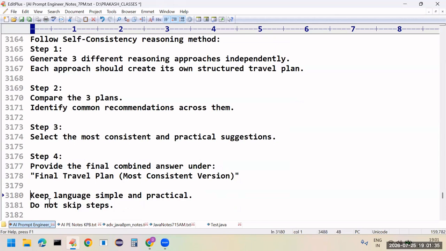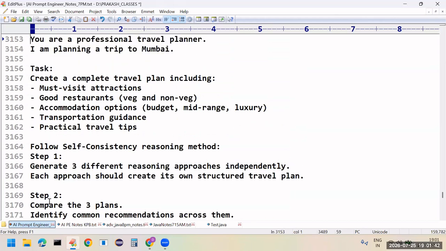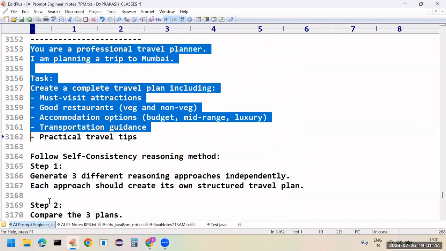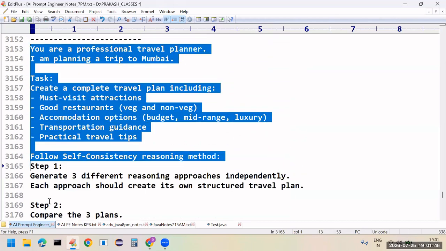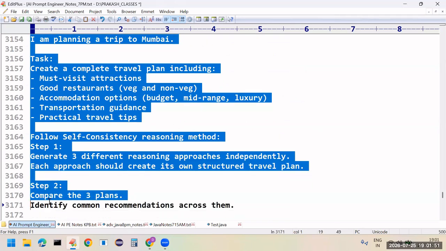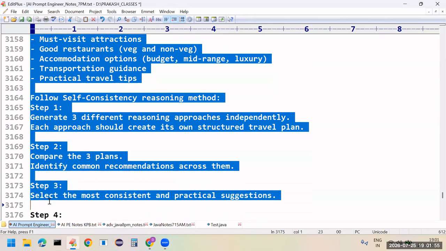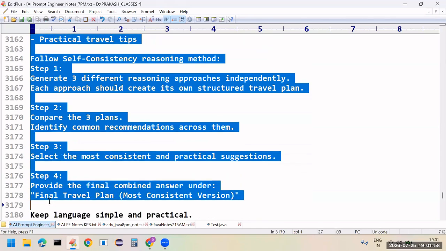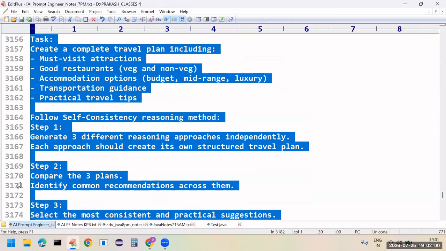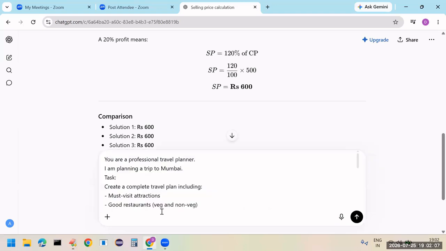Keep the language simple and practical. Do not skip the steps. This is my requirement. I am asking ChatGPT to create three different plans, compare those three plans, identify the common recommendations, and then suggest the good way. Like that, I am asking. I am not even giving any solutions. I am only giving my problem statement. Now observe what it will do.